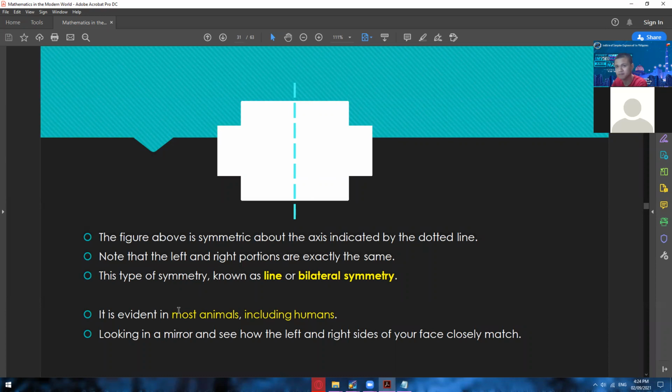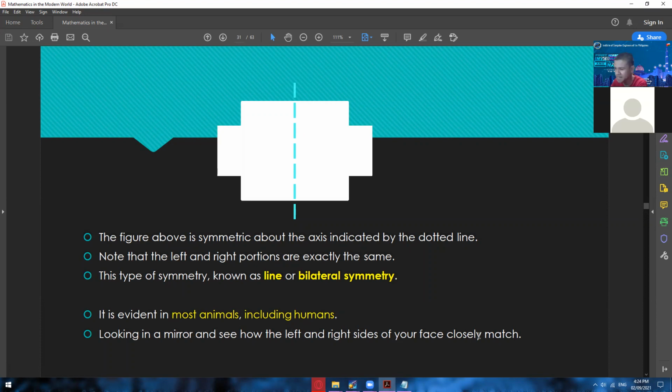Okay, or not exactly the same, but it's identical. Like it has an ear on the left side. It also has an ear on the right side. It has a leg on the left side. It also has a leg on the right side. Okay. So looking in a mirror, see how the left and right sides of your face closely match.